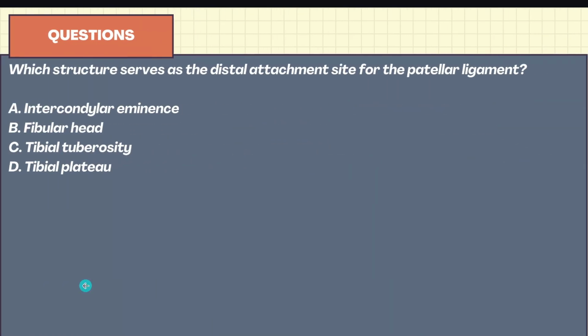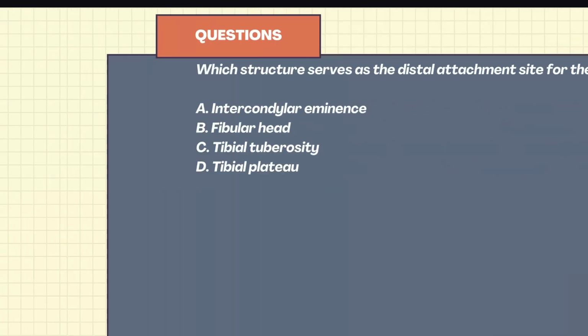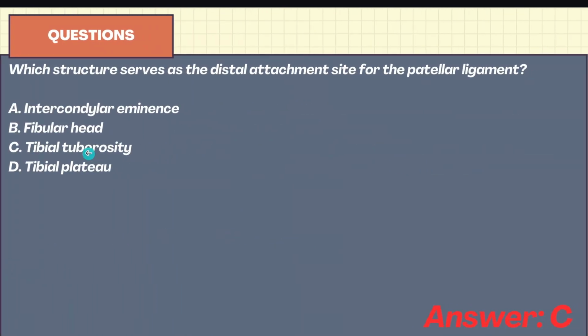And that was it for the knee joint. Now let's start doing the questions. Which structure serves as the distal attachment site for the patellar ligament? Okay, this is easy. We mentioned it earlier. It's going to be the tibial tuberosity.